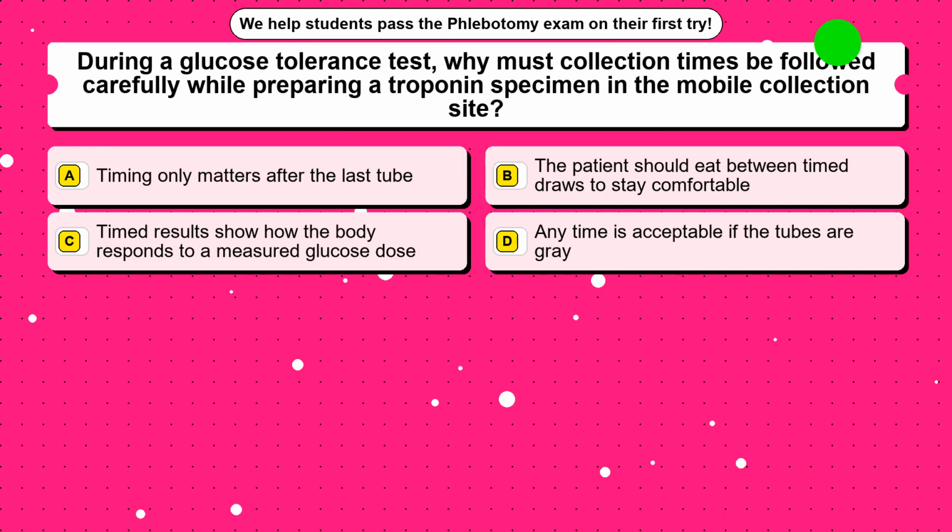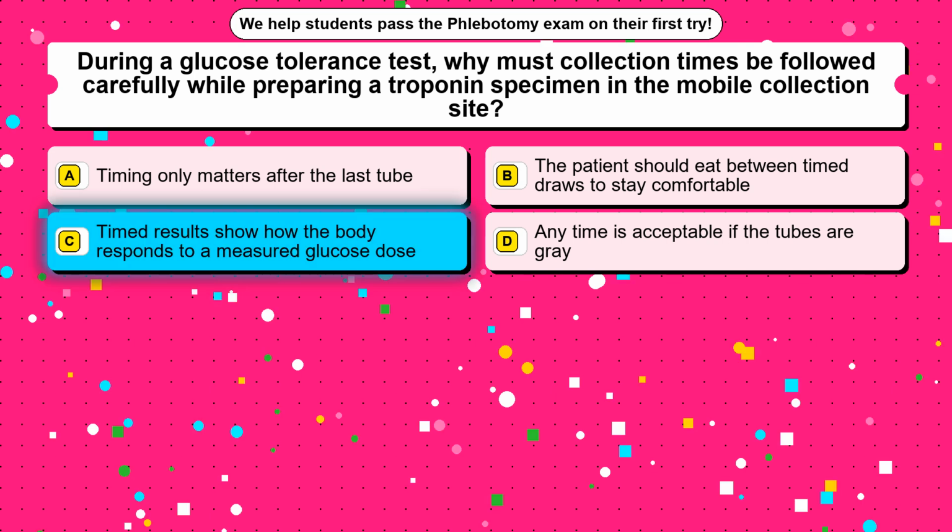Question 48. During a glucose tolerance test, why must collection times be followed carefully while preparing a troponin specimen in the mobile collection site? Option A, timing only matters after the last tube. Option B, the patient should eat between timed draws to stay comfortable. Option C, timed results show how the body responds to a measured glucose dose. Option D, any time is acceptable if the tubes are gray.